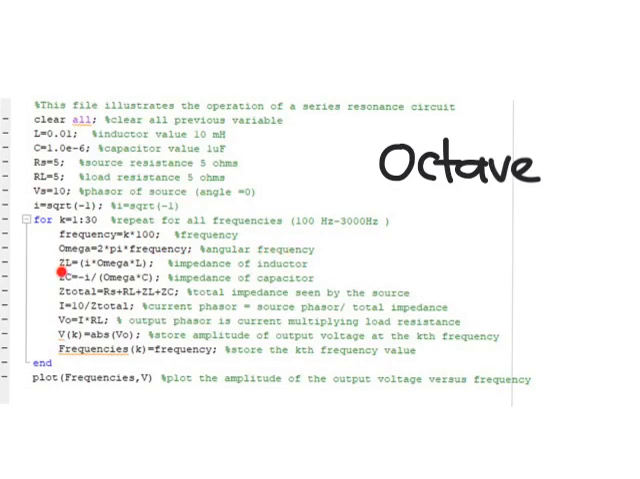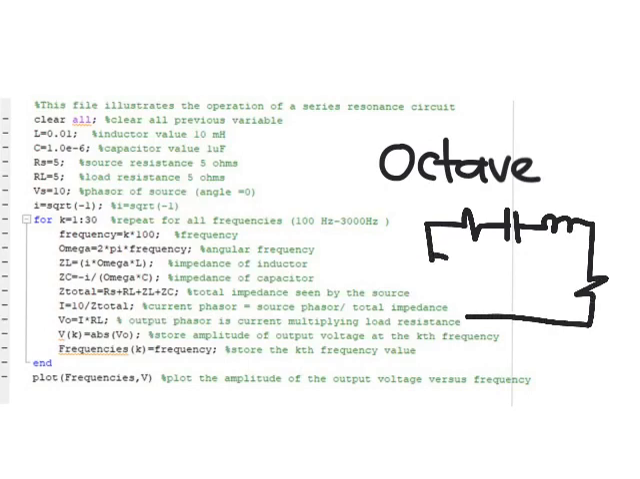ZL, the impedance of the inductor, is J omega L. The impedance of the capacitor is minus J over omega C. The total impedance seen by the source, as we explained earlier, is simply that of the series resonance circuit. So this is RS, L, and C, and this is RL here. This is a very simple one, and you have a source here. So this is RS, this is RL. This is really the circuit we are trying to program here.